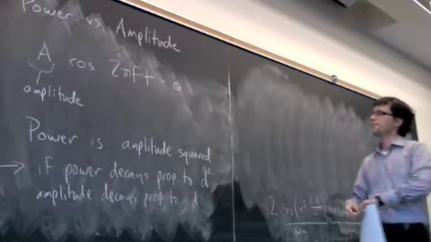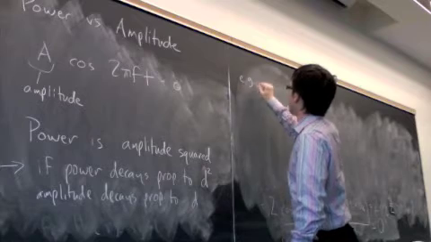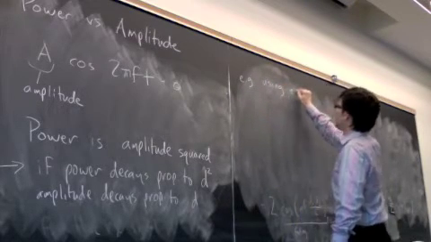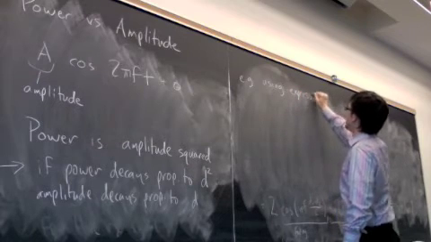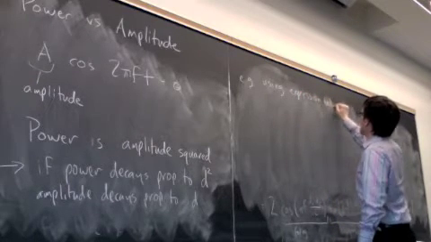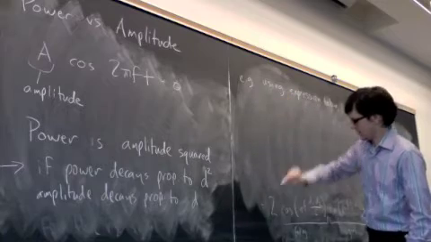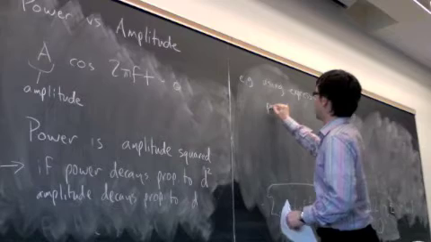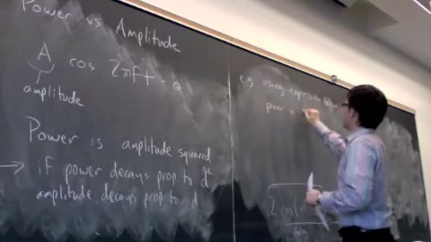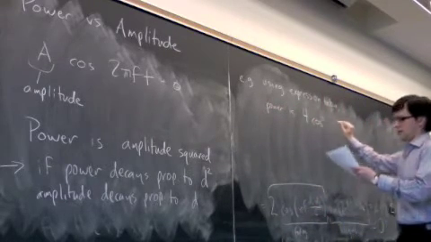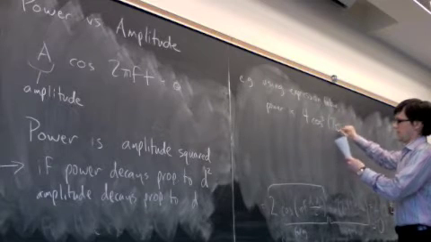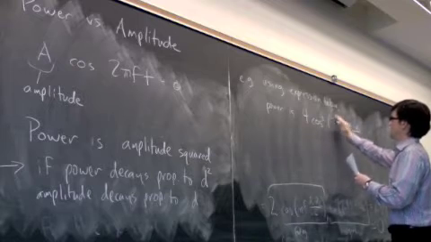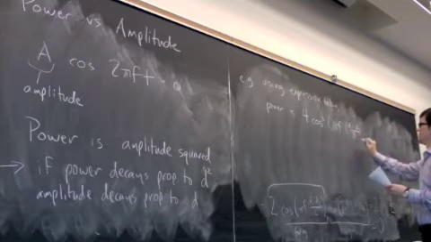So for example, using this expression, the power would be 4 cos squared of πf(d1 − d2)/c.